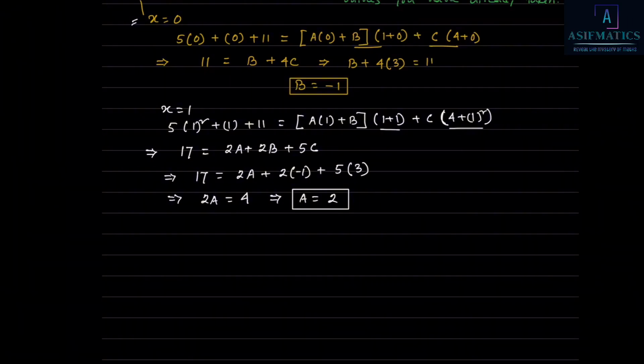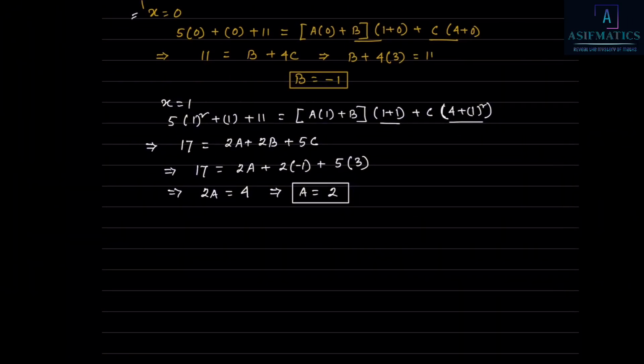So now we can write the result of the main equation. 5x squared plus x plus 11 divided by 4 plus x squared into 1 plus x is identical to, our equation was ax plus b, so we can write 2x minus 1, because b is minus 1, divided by 4 plus x squared, plus c, so c is 3, that is 3 by 1 plus x. So this is our final result.